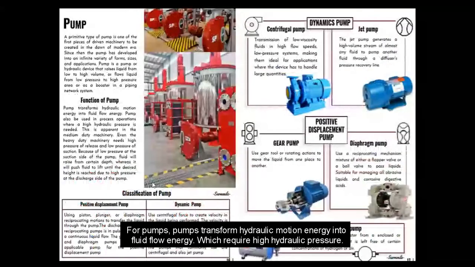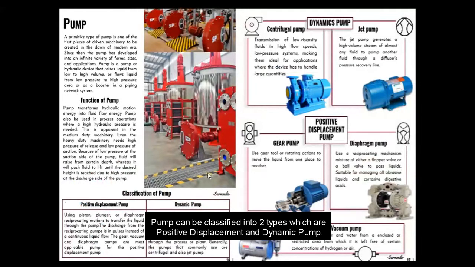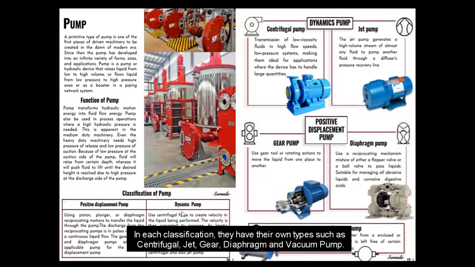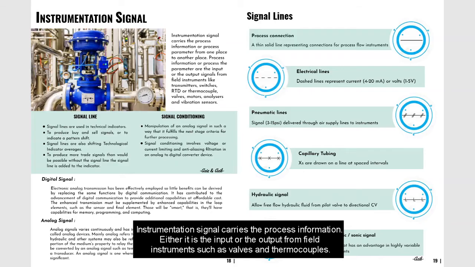For the pump page, pumps transform hydraulic motion energy into fluid flow energy, which requires high hydraulic pressure. The pump can be classified into 2 types, which are positive displacement pump and also dynamic pump. And each classification has its own types, such as centrifugal pump, jet pump, gear pump, dry fluid pump, and also vacuum pump.